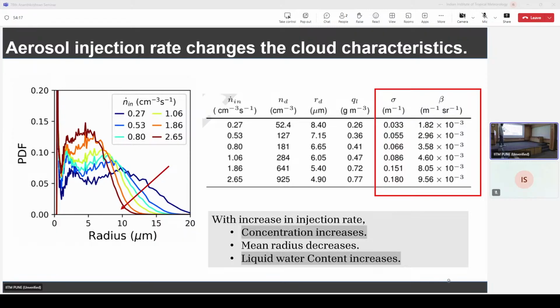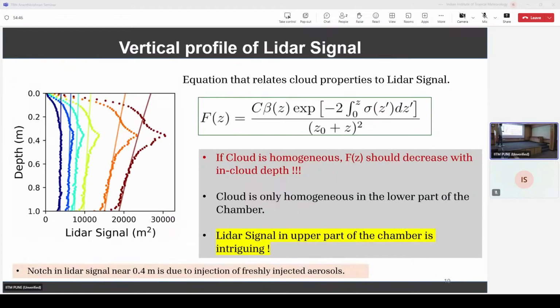And as expected, as the cloud droplet number concentration increases, or aerosol injection increases, the effective radius of the different experiments decreases. At the same time, total liquid water content increases. Now we come to another parameter, the backscattering coefficient, the volumetric coefficient, and the extinction coefficients. These parameters can be calculated using the Mie scattering theory, using the number concentration, the size distribution, and the parameters which directly relate to the LIDAR equation. This LIDAR equation is modified and simplified, especially for the pi chambers, and we will use this particular expression to explain all those observed profiles.